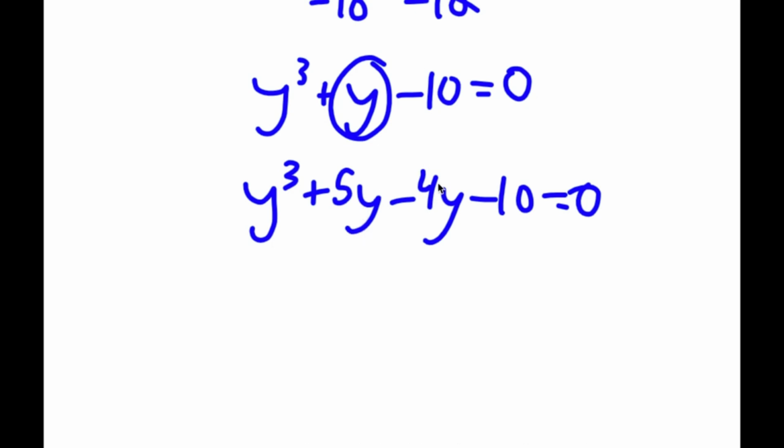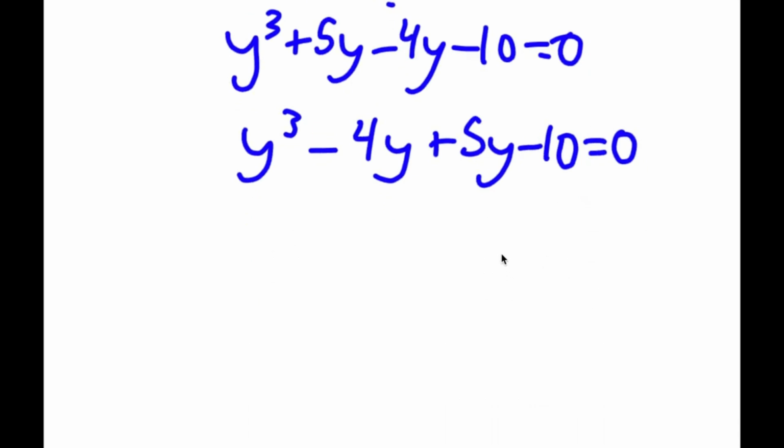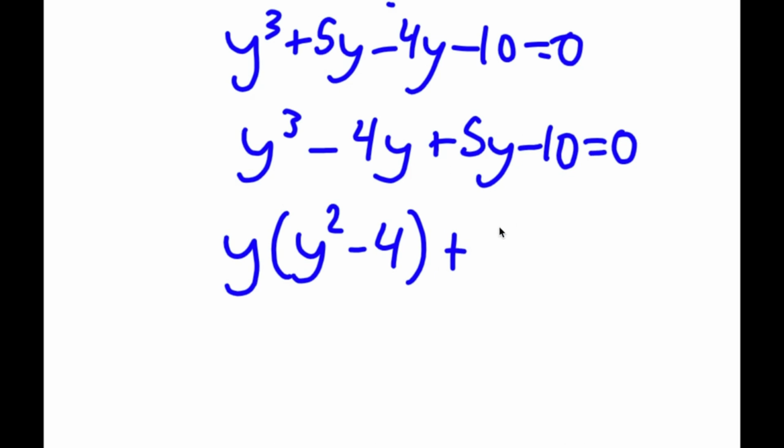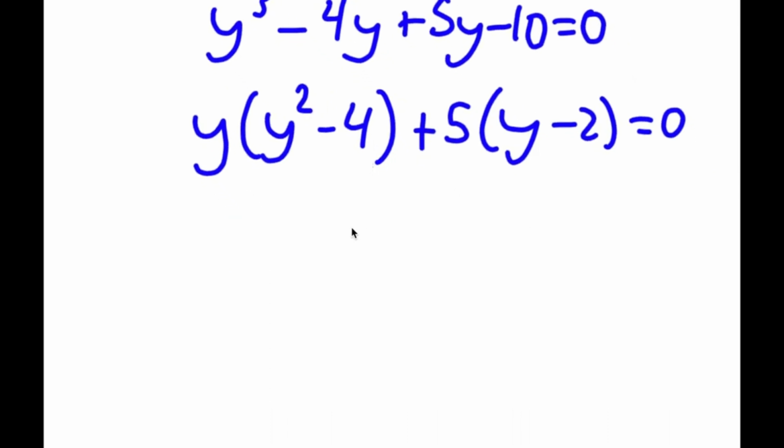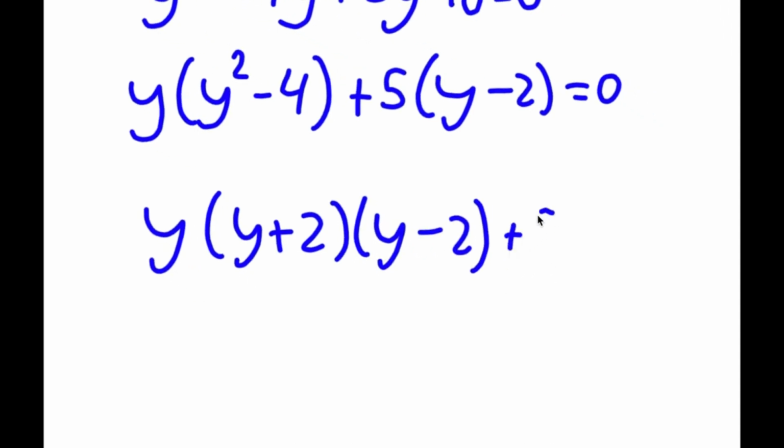And now I'm going to switch these places and switch the order, sorry. So now I have y to the power of 3 minus 4y plus 5y minus 10 is equal to 0. Now from here, from y to the power of 3 minus 4y, I'm going to factor out y. So I get y times y squared minus 4 plus from 5y minus 10, I'm going to factor out 5. So I'll get 5 times y minus 2 is equal to 0. Now y squared minus 4, that's the same thing as y plus 2 times y minus 2. Now I have this plus 5 times y minus 2 is equal to 0.